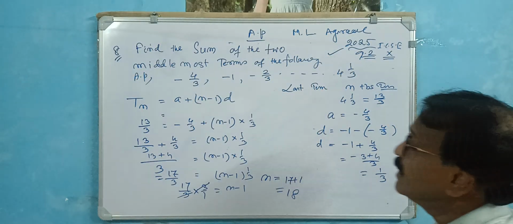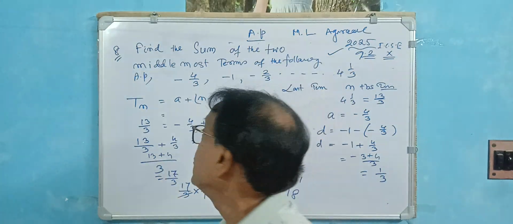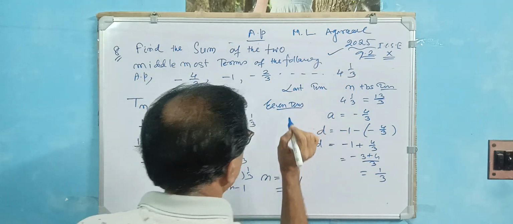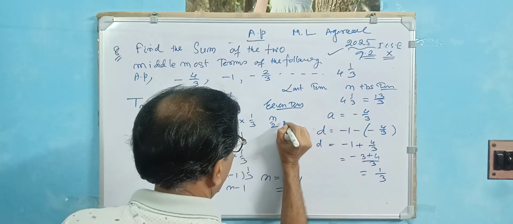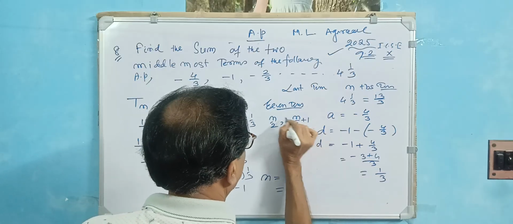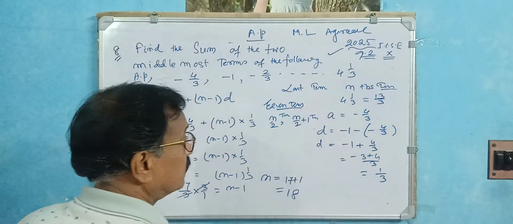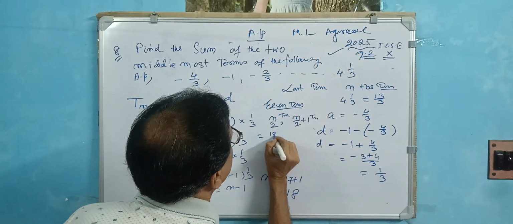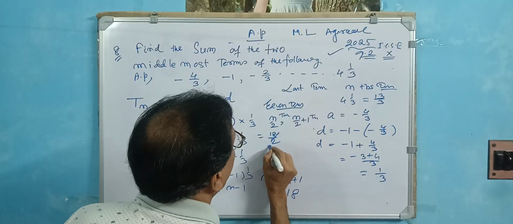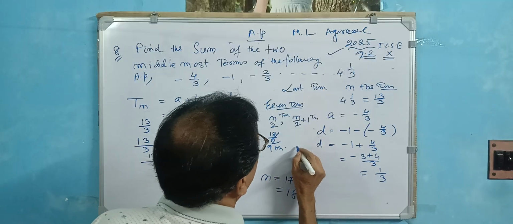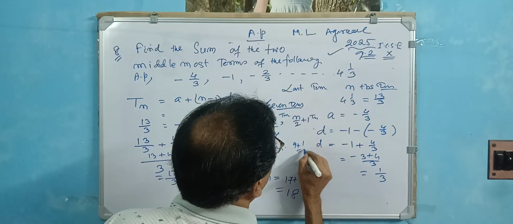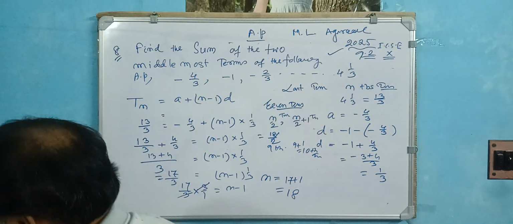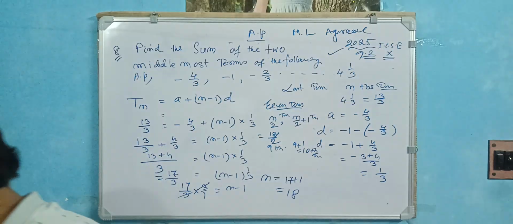Total number of terms is 18. So if it is even, for even terms, the middlemost terms are the n by 2 term and the n by 2 plus 1 term. This is very important. Clear? So n by 2 is 18 by 2, the 9th term, and 9 plus 1, the 10th term. Okay, 10th term. Clear?